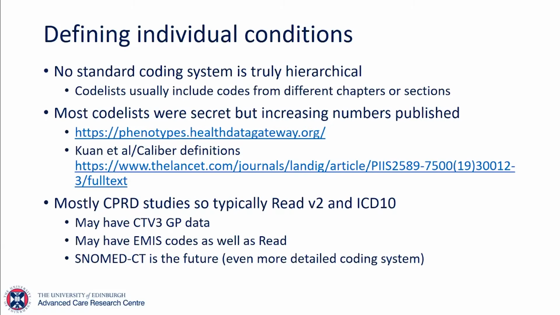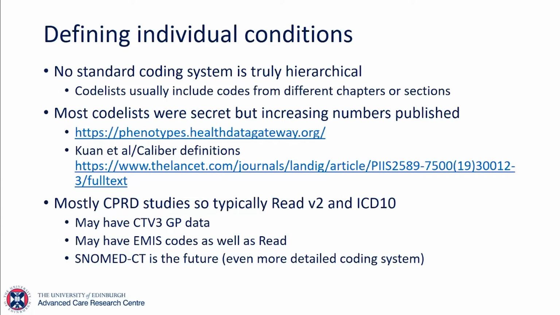And I've guessed that many of us who are using GP data are going to be using some modification of Valerie Kwan's lists or Caliber definitions. And you can find her definitions either in the HDR Health Gateway, or there's a GitHub site linked from that paper. So most of what's available on the HDR UK Gateway, though, is derived from people using CPRD Gold, and so typically it's Read 2 and ICD-10.